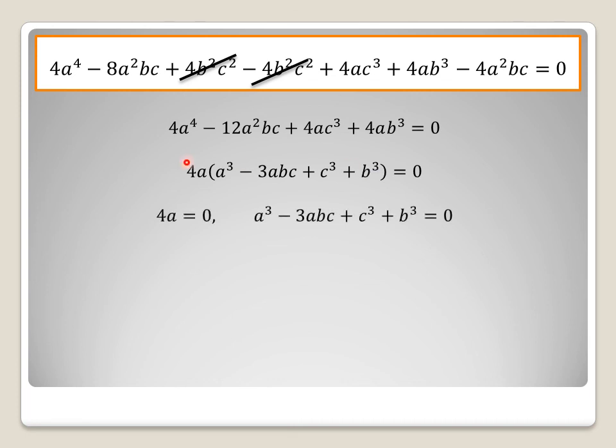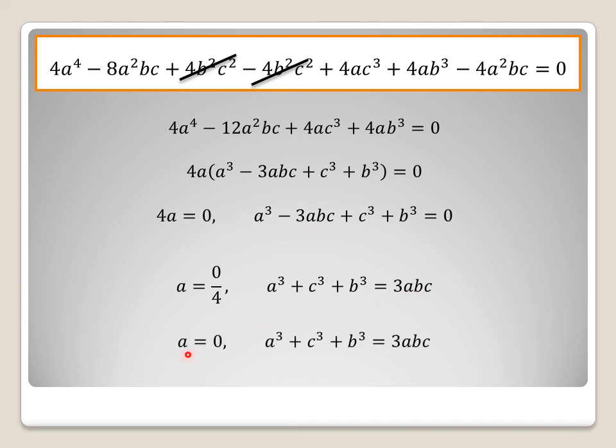Now we will split: 4a equals 0 and a cube minus 3abc plus c cube plus b cube equals 0. Taking 4 to the other side, a will become equal to 0, and taking minus 3abc to the other side, this will be our answer: a equals 0 and a cube plus b cube plus c cube equals 3abc.